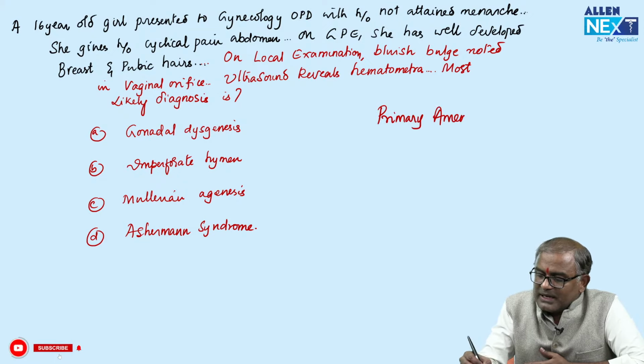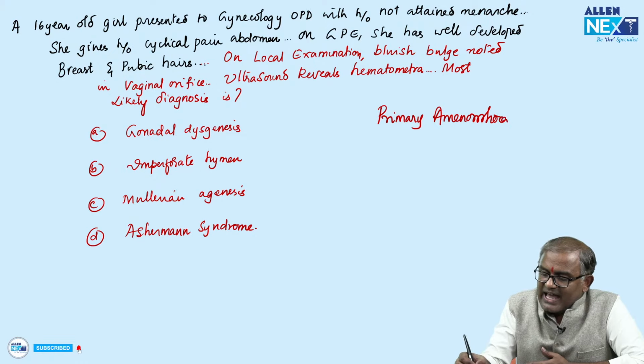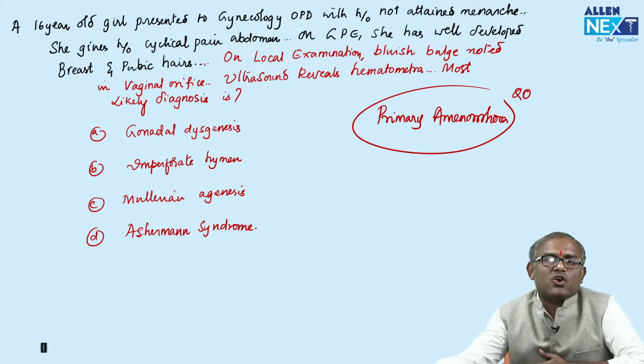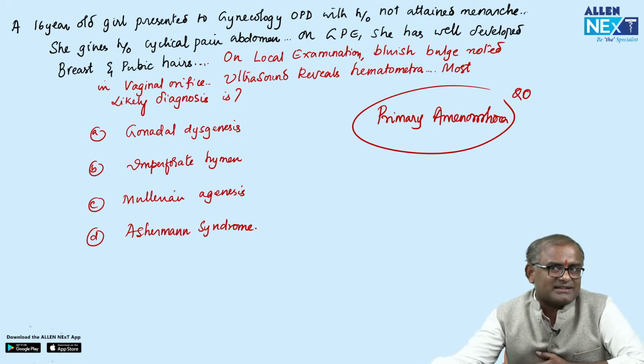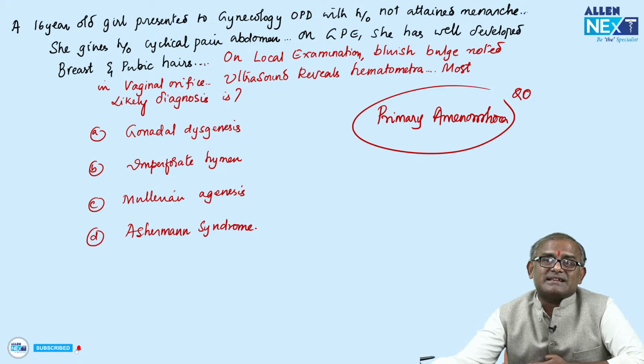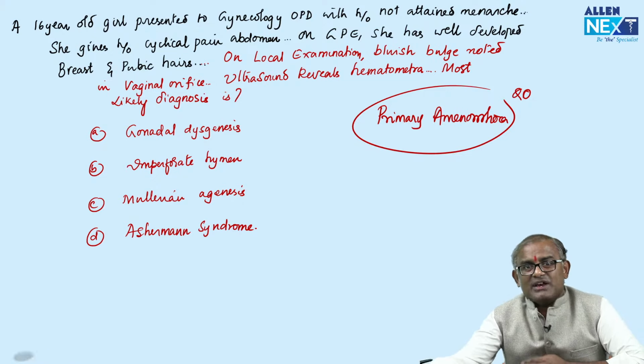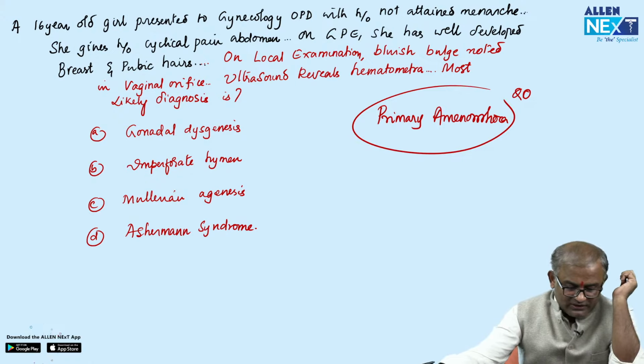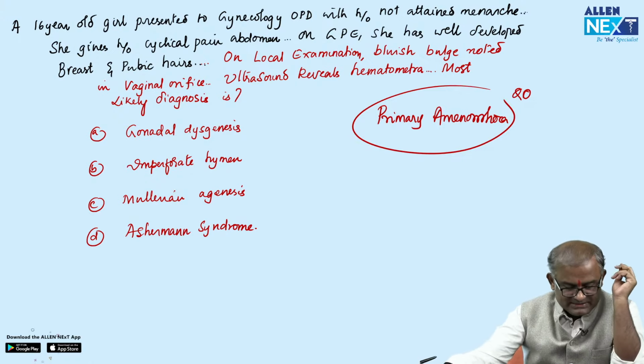What is the definition of primary amenorrhea, doctor? In the absence of secondary sexual characteristics, no menses till 13 years, or in the presence of secondary sexual characteristics, no menses till 15 years. So it is a 13 years and 15 years contract. Is it clear? Yes.